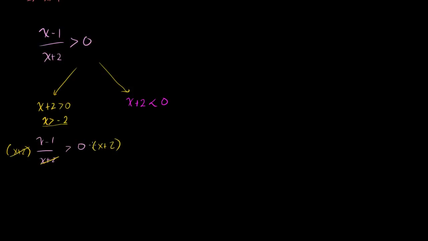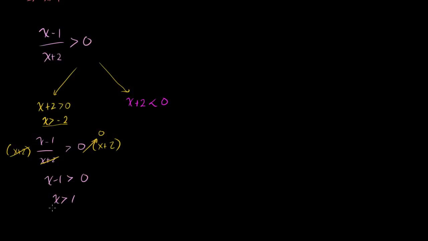These cancel out. 0 times x plus 2 is just 0. And then you're just left with x minus 1 is greater than, this just simplified to 0. Solve for x, add 1 to both sides, you get x is greater than 1. So we saw that if x plus 2 is greater than 0, or we could say if x is greater than minus 2, then x also has to be greater than 1, right? Or you could go both ways in that.